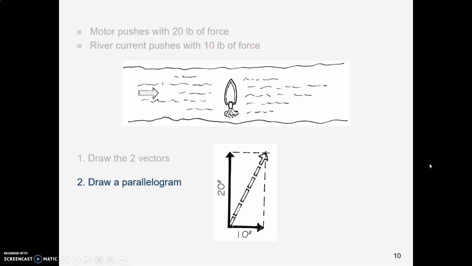And what I do is I draw a parallelogram around those two arrows. Here's a 10-pound force and another side that's parallel with it. Here's the 20-pound force and another side that's parallel with it. And then I connect the corners of that parallelogram. And that diagonal is the net result of those two forces. That is called the resultant.